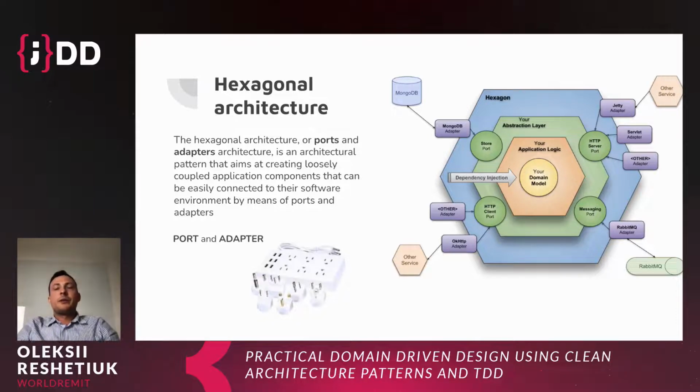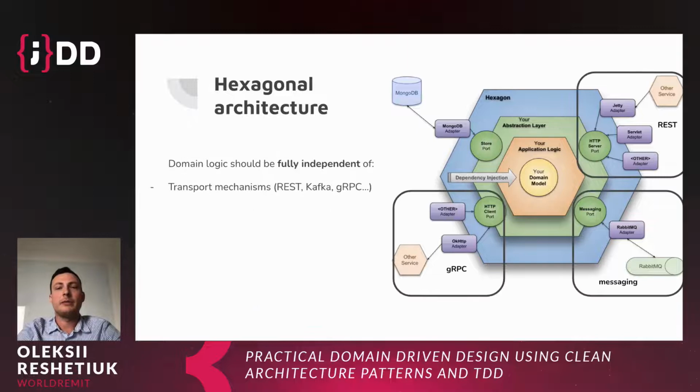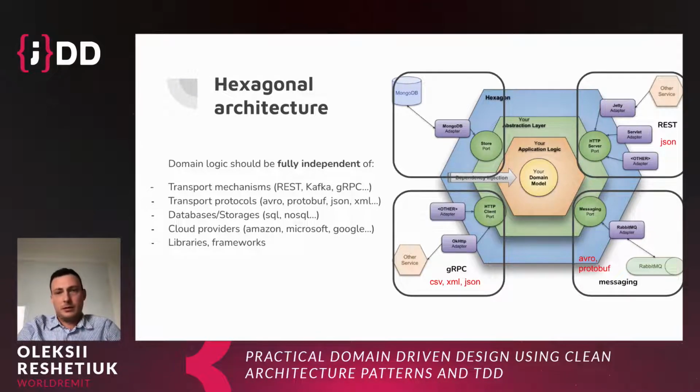Okay, let's consider some basic principles. Again, core domain logic has to be fully independent, isolated from transport mechanisms. It could be REST, Kafka, gRPC, etc. Transport protocols: Avro, Protobuf, JSON, XML. Databases, storages, it could be SQL, NoSQL, doesn't matter. Cloud providers: Amazon, Microsoft, Google. Libraries, frameworks. Basically, our domain logic does not care about this sort of thing at all.